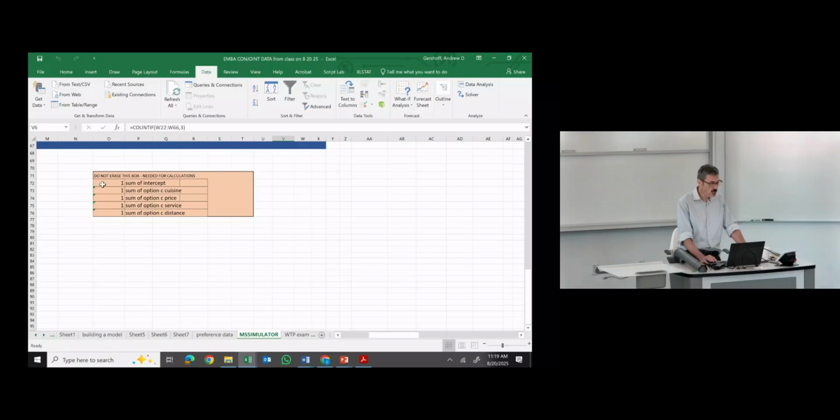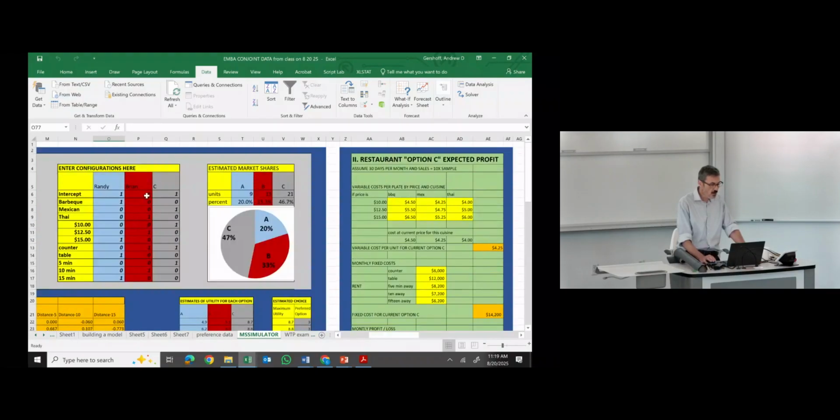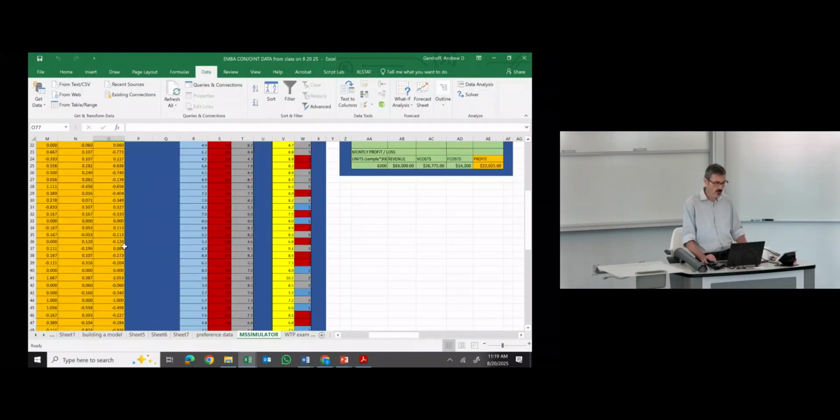Down here is O72 to O76, and this is the sum of each of these attributes. What this does is it ensures that I pick at least one and make sure that I don't pick, to Frank's point, all of them at once. I can only pick one at a time because I can't have the combination.